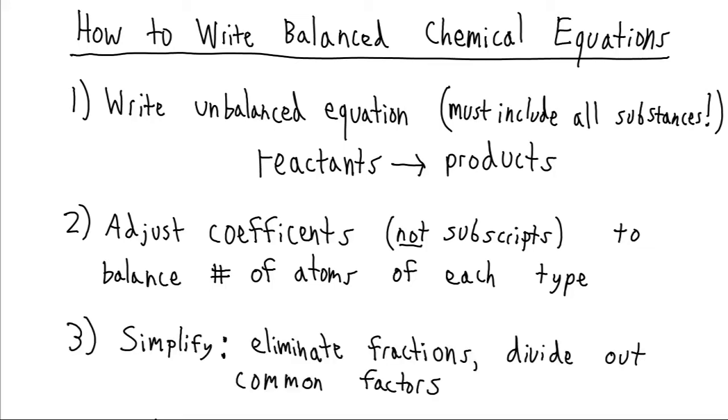And our last step is that we're going to go ahead and simplify this. So if we introduce any fractions, which we're allowed to do in the balancing if we want, we're now going to eliminate them by multiplying by whatever we have to make them into regular numbers. We're also going to divide out common factors. So if we have 2 H2s becomes 4 H's, then 2 and 4 are both divisible by 2, so we would go ahead and divide by 2 and make the equation more simplified.